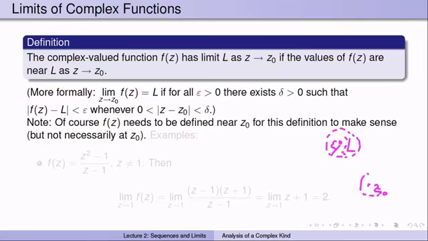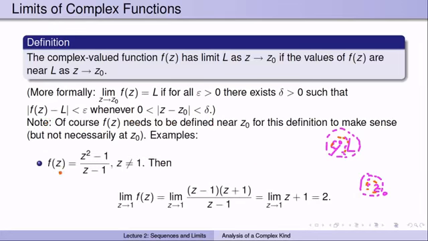So I can find another disk around z0 such that if my z values are from within that disk, then the f of z values will be in the disk of radius epsilon. So if you wanted to make this precise, you would say, for every epsilon, that's the disk around that limit, there exists a delta, that's the size of the disk around z0, such that whenever |z minus z0| is less than delta, the z's are in the delta disk, then |f of z minus L| is less than epsilon. Of course, f of z needs to be defined near z0 for this definition to make any kind of sense, but we don't necessarily require f to be defined at z0.